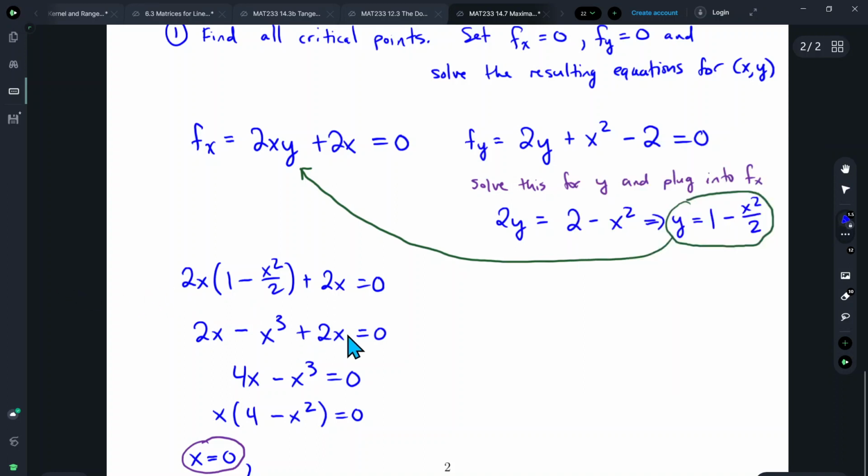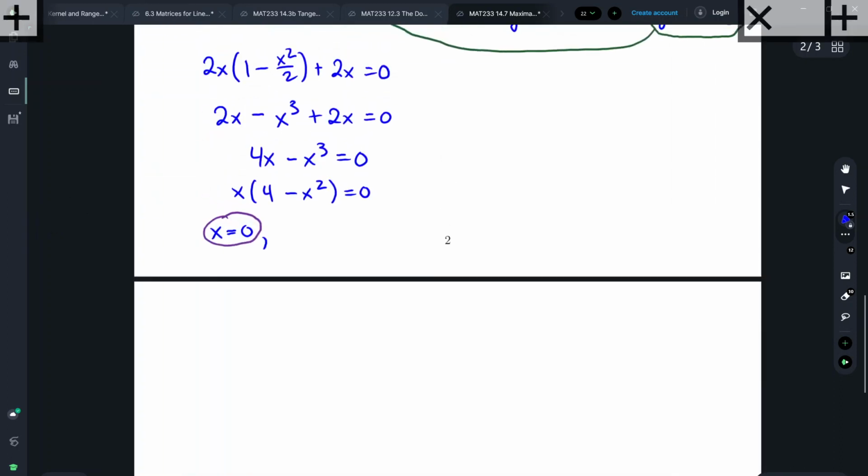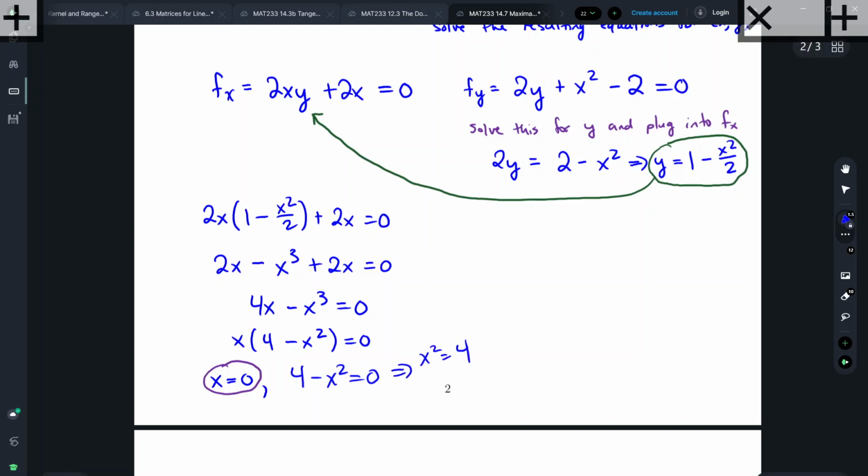So I'm going to eventually need more space, so let me add an extra page after this. In any case, separating the factors, I get x equals 0, and 4 minus x squared equals 0. So again, trying to solve this, you get x squared is equal to 4, or x, so taking the square root, you get x is equal to plus or minus 2.